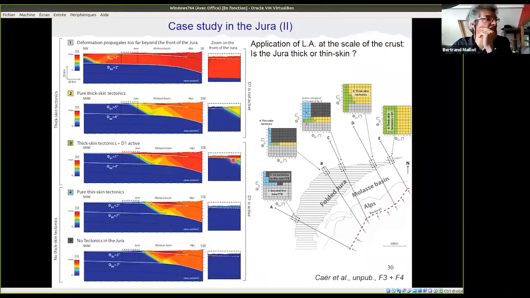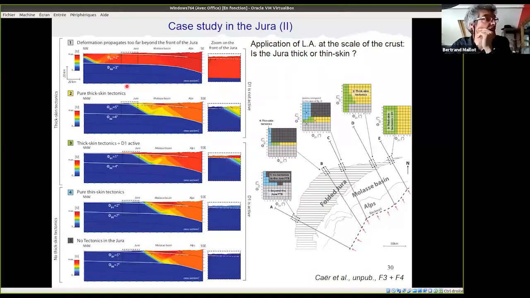Pure thin skin is when the deformation at the base does not reach the Jura, so it stops here close to the Molasse basin, but it's activating slightly the upper detachment. And finally, no tectonics in the Jura at all for other values.